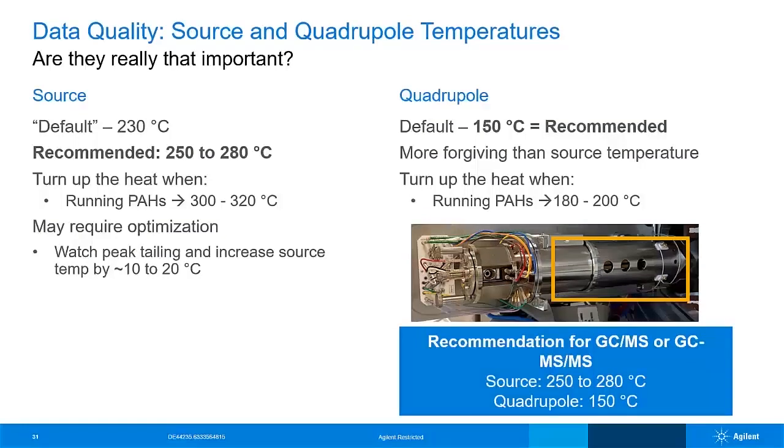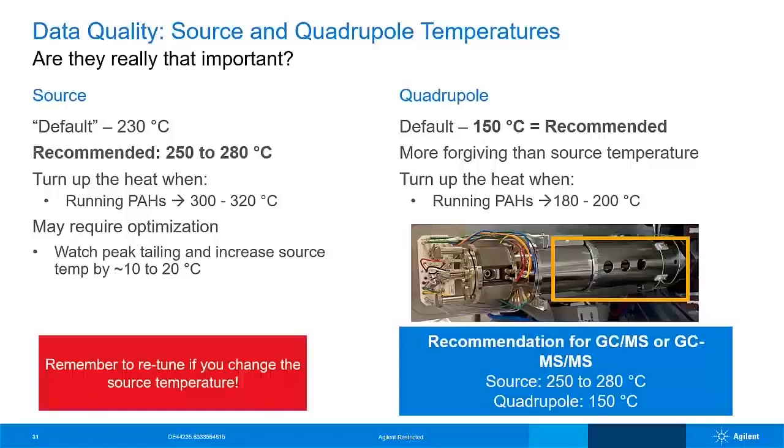So in summary, our recommendation for most analyses is a source temperature around 250 or 280 degrees Celsius and the quad at 150 degrees Celsius. But remember, if you change your temperatures, you must retune your mass spec and give the mass spec enough time to come up to that temperature and settle in before you tune.